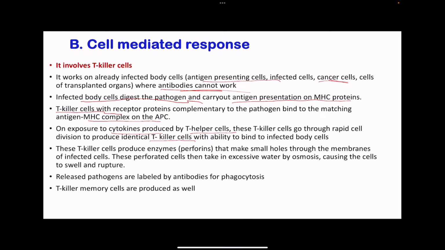So these T killer cells are going to produce perforins, and these perforins are going to cause cells to have holes through their membranes, or perforations, which cause excessive uptake of water by osmosis, causing those cells to swell and rupture. And when they do, the pathogens are going to be released. When these are released, the antibodies are going to mark them so that phagocytosis can occur.